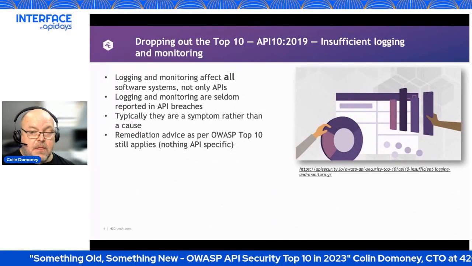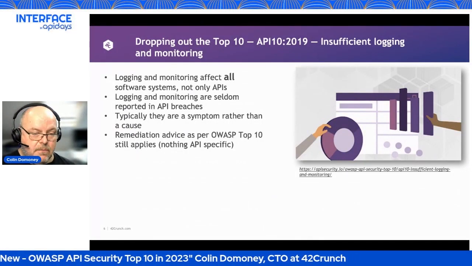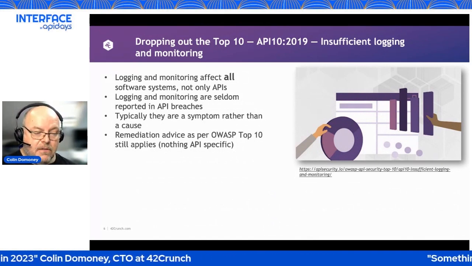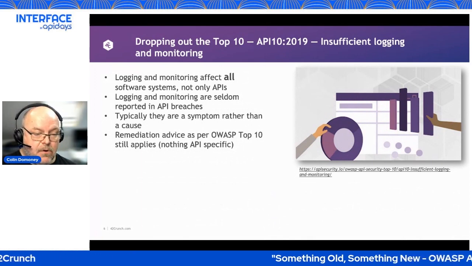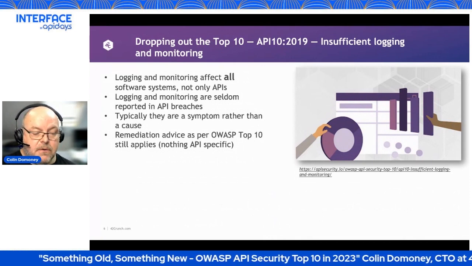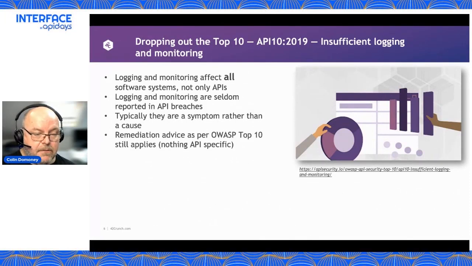Insufficient logging and monitoring. The reason this dropped out is that this is not specific to APIs. All software systems are affected in some way by logging and monitoring concerns. People do logging in two ways: too little or too much. They either leak too much information or they don't capture enough information. But it's not API specific. So that's why it's dropped out.